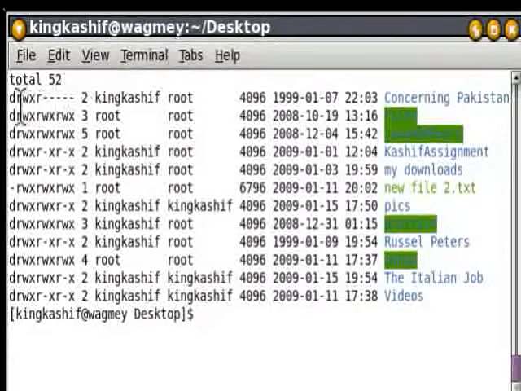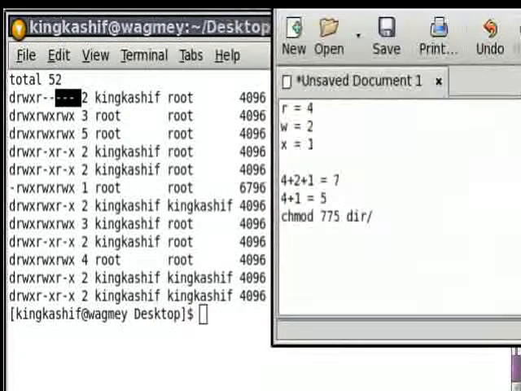Now, as you can see, user section have full permission, read, write and execute. Group section, as you can see, only have read permission, and other section have no permissions at all. So it's easy, no big deal in it.